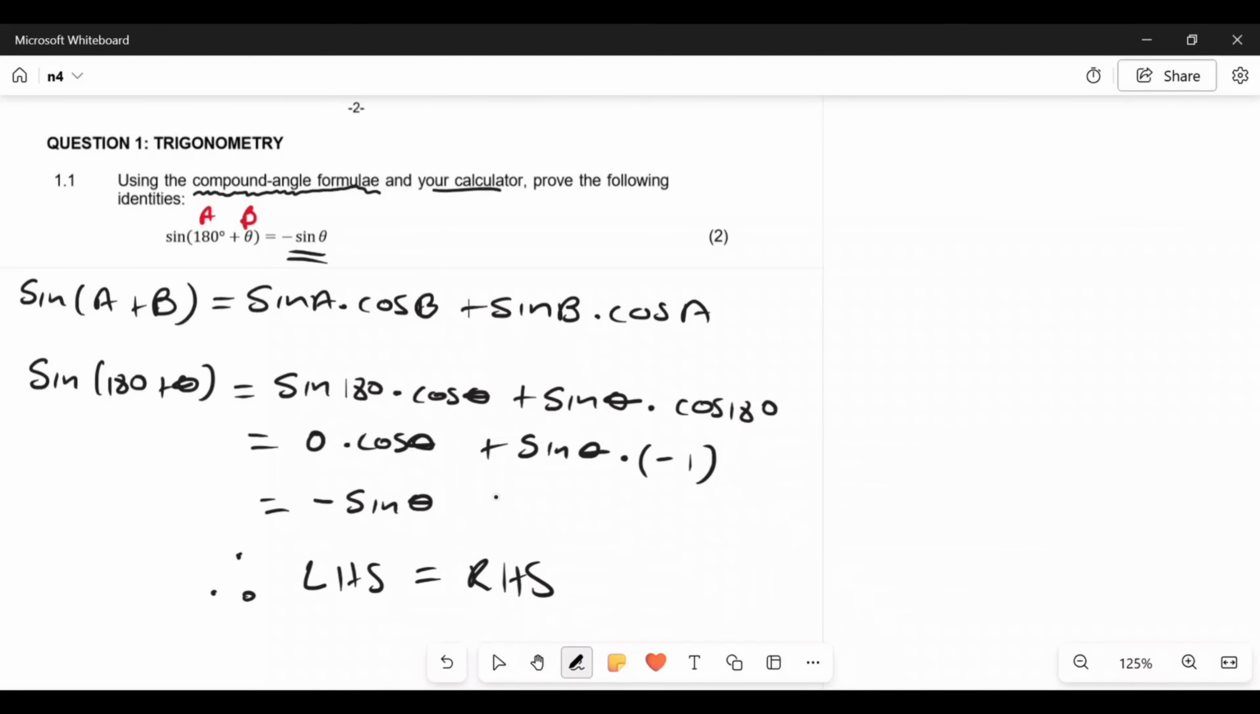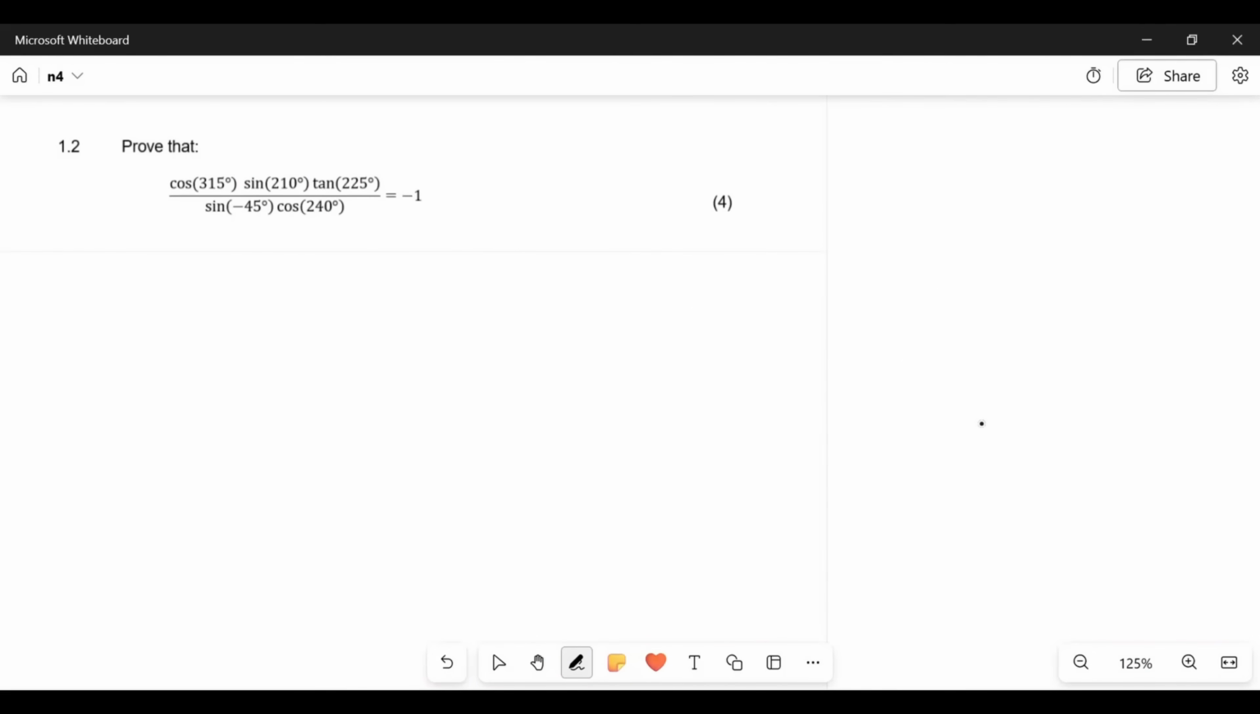We are done with 1.1. Let's do 1.2. All right, guys, here is our 1.2. Now, here we are given this problem. They want us to prove that the left hand side, which is all of this, right, is equal to the right hand side, which is actually -1.